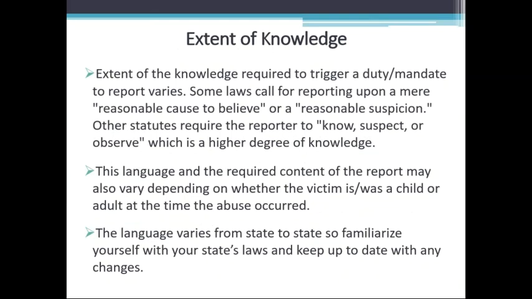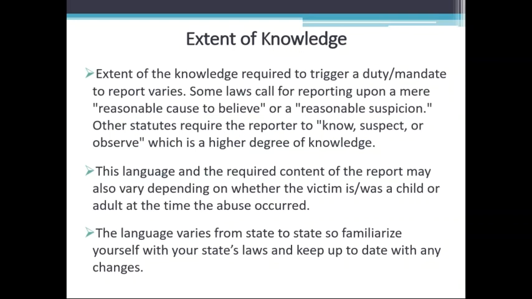So the extent of the knowledge that you have about this potential reportable event can also define and impact what exactly you have to do. The extent of the knowledge required to trigger a duty or mandate to report varies by state. Some laws call for reporting upon a mere reasonable cause to believe or reasonable suspicion. Other states require the reporter to more formally know and have a true suspicion or actually observe a reportable event occurring, which obviously is a much higher degree of knowledge.